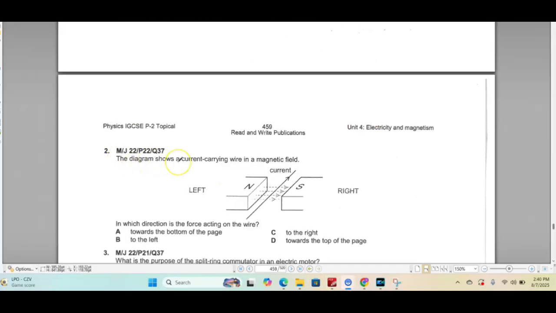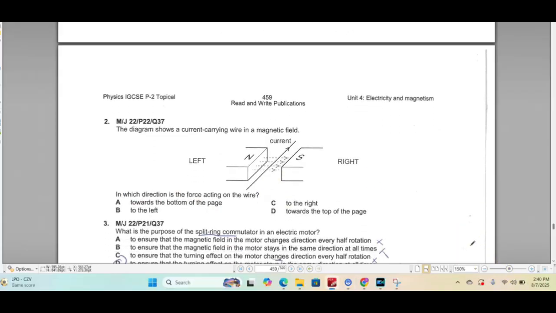Question number 2. The diagram shows a current carrying wire in a magnetic field. In which direction is the force acting on the wire? Okay, now since this is a question that is not related to induced current, and we have to tell the force, and we've been given the direction of the magnetic field and the direction of the current as well, we are going to use Fleming's left-hand rule. Okay, so our first finger is going to point in this direction. The second finger that depicts current is going to point away from us, and we will see that our thumb points in the downward direction, according to this scenario.